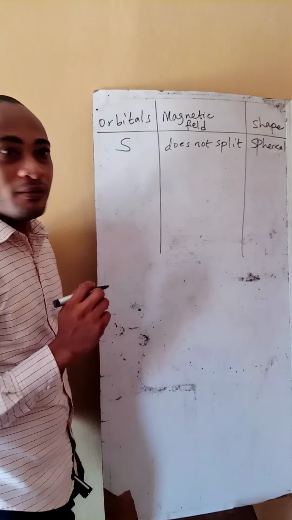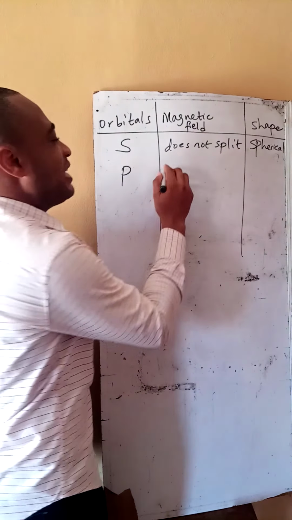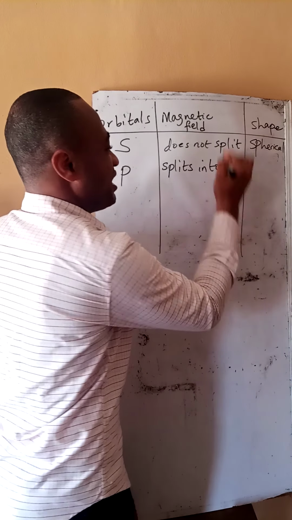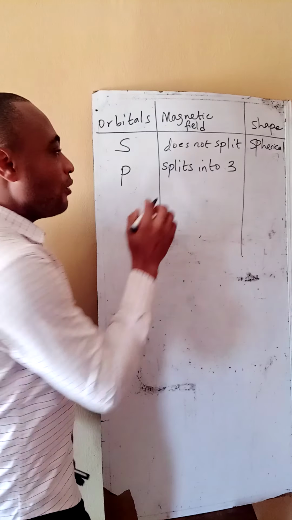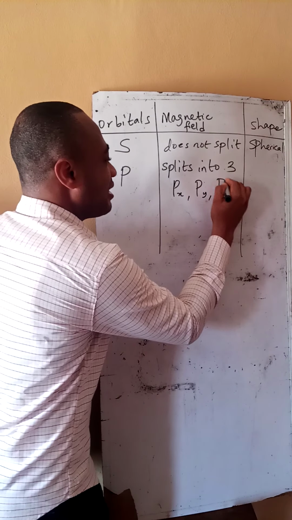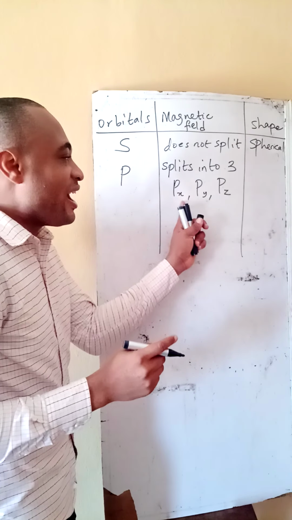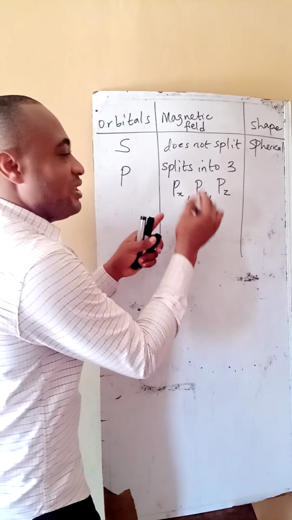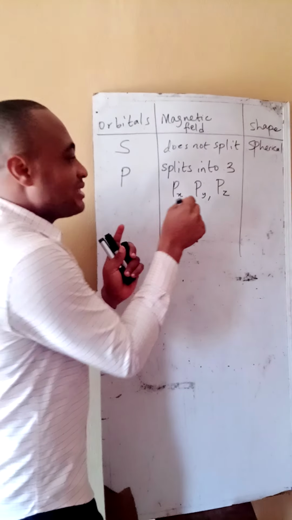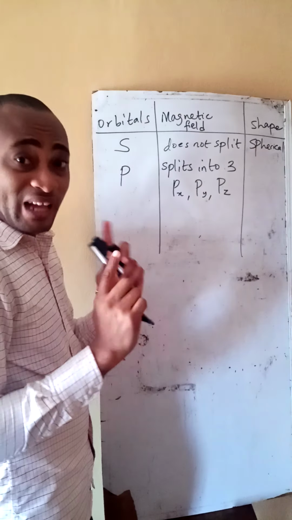Spherical. If I place my P in a magnetic field, it splits into three. Now, the three are PX, PY, and PZ. So, you who asked that question, you see why our orbital diagram for P had three sections. One section for PX, another for PY, and the third for PZ. I hope you got that.